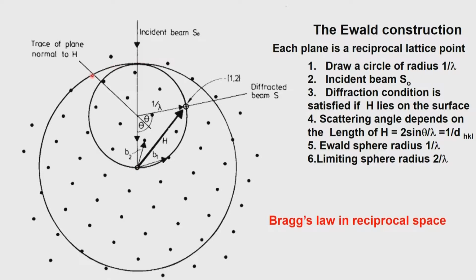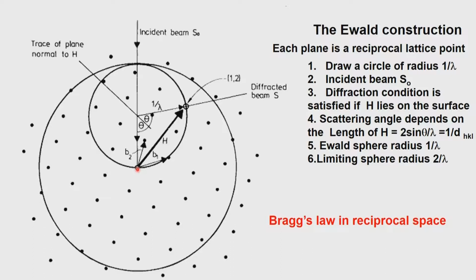So, this is the circumference of our 1 by lambda sphere, and there is a center up here. Now, let us say we send an X-ray beam from the top. The X-ray beam comes and falls on this particular origin, which is a reciprocal lattice point. So, it scatters. What this tells us is that any point which intersects with the circumference of this circle, because we said the circle is arbitrary and can be put anywhere, will give us the diffraction condition that is satisfied.